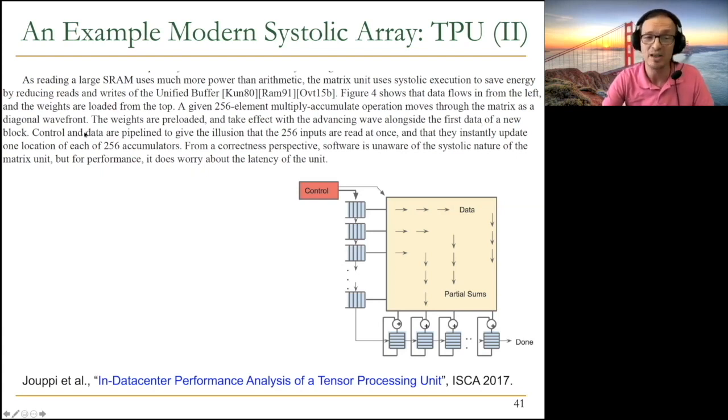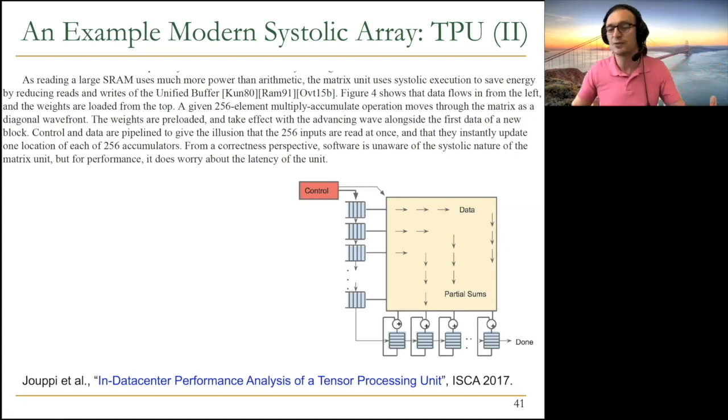of a new block. Control and data are pipelined to give the illusion that the 256 inputs are read at once, and that they instantly update one location of each of 256 accumulators. So they try to hide the complexity from the program as much as possible. As they say, from a correctness perspective, software is unaware of the systolic nature of the matrix unit, but for performance, it does worry about the latency of the unit.